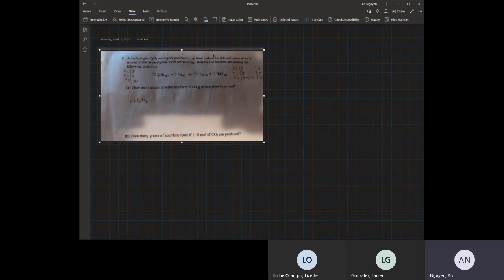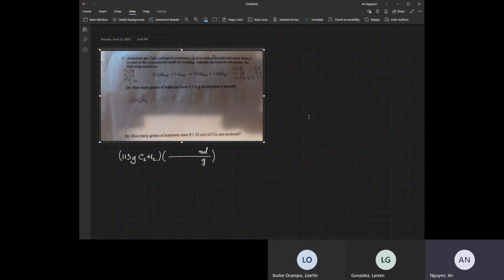Yeah, okay. So they're asking how many grams of water can be formed if 113 grams of acetylene is burned. So we're going to start out with 113 grams of acetylene, which is C2H2. And again, the first thing we have to do for this problem is convert to moles. So moles should be on top and grams on the bottom.